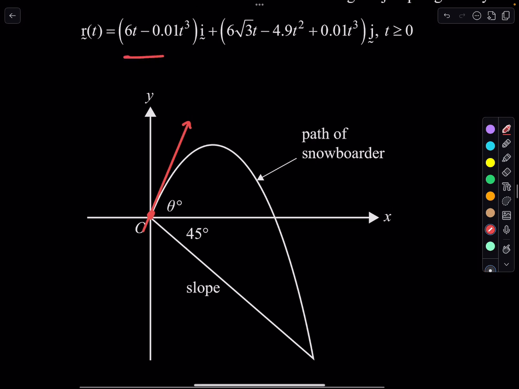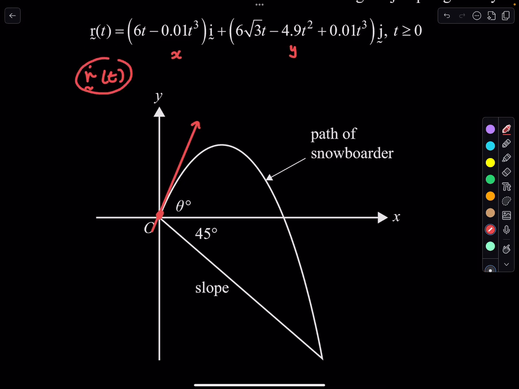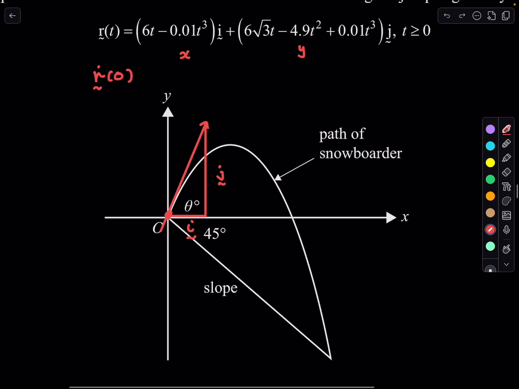Remember, the i and j components tell you the x and the y coordinates. So if I sub in t equals 0 for r dot t, the r dot means the gradient when I derive this, which is velocity. If I sub in 0, it gives me the i and j components, so this is your i and this is your j component. I can then use Pythagoras, well, not even Pythagoras' theorem, to find this theta angle here. So that's how you would do this question.